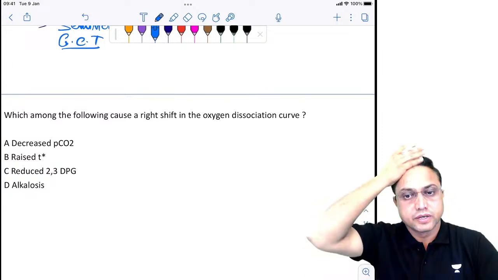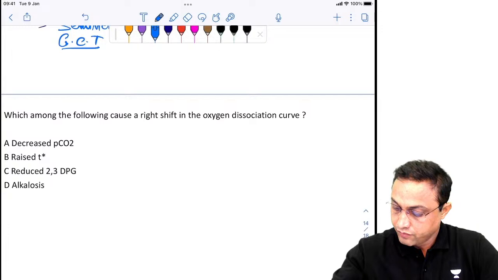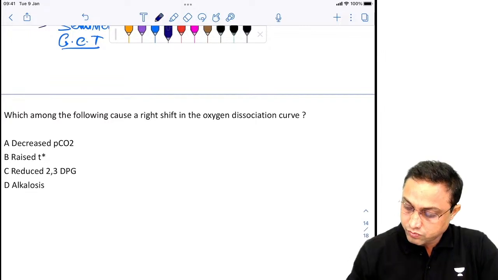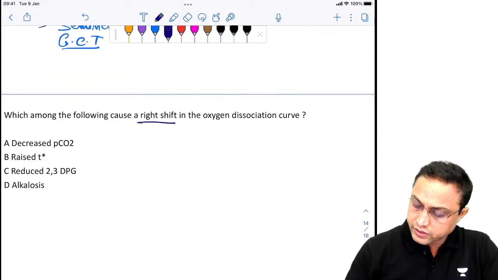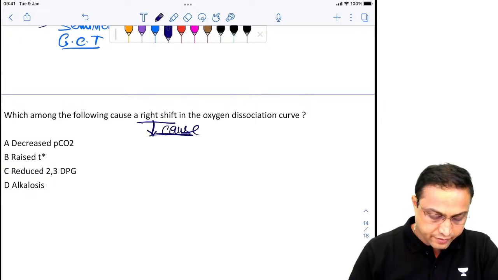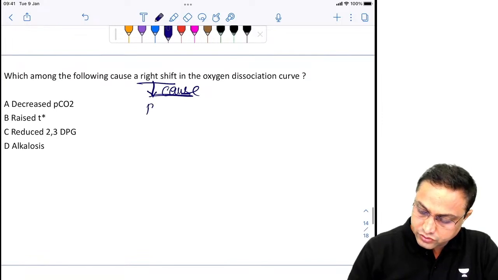A very simple question, guys. Which among the following causes a right shift in the oxygen dissociation curve? So, Bohr effect, they are talking about the left shift or the right shift. So, let's quickly discuss the causes of right shift. First of all, a cause of right shift is raised temperature.